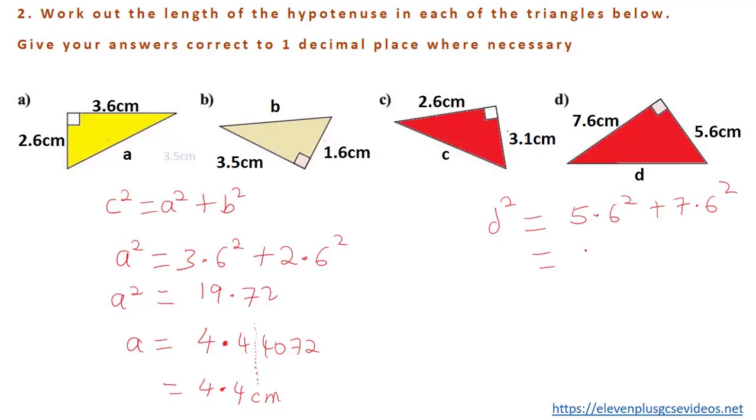So your answer to this, if you just put it in a calculator, will be 9.44033. A very long number, but they want me to round it to one decimal place, which means that I need to just have this 4 here. This 4 will disappear because it's less than 5. So we're going to have 9.4 centimeters. So that's what D is there.